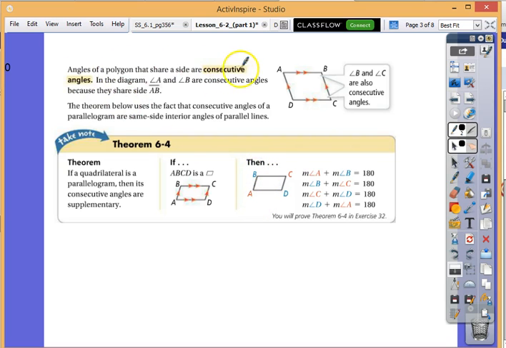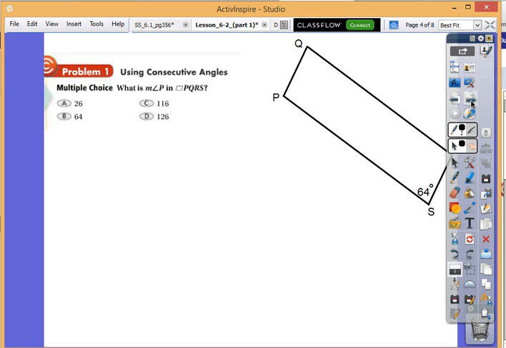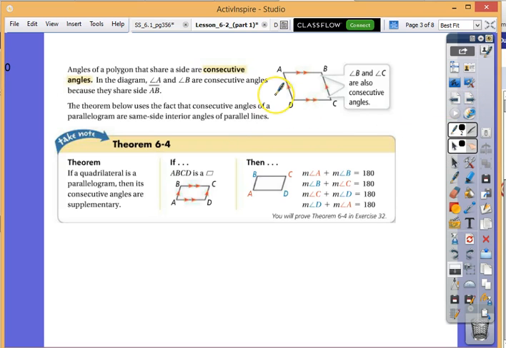If you're not familiar with the term, consecutive angles are angles that share a side. So angle B and angle C both share side BC as one of their sides. That makes them consecutive. That makes them supplementary. I'm not even going to go through the proof on that, because it is the same as the proof we would use to prove same side interior angles are supplementary. It's almost the same thing.